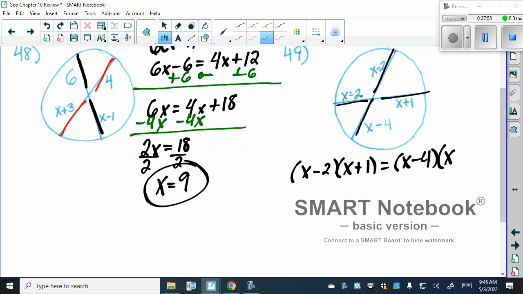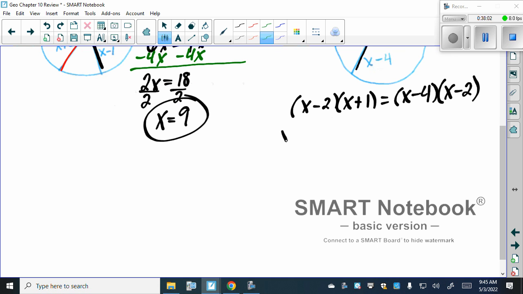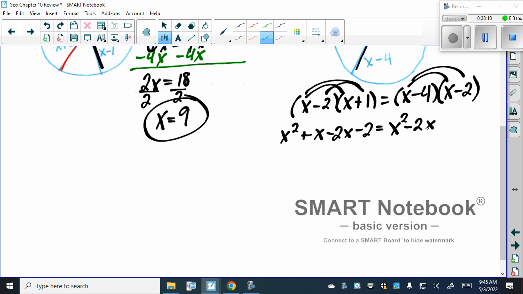If we're just multiplying those two segments together, here x times x would be x squared. X times 1 is going to be plus x. Negative 2 times x is negative 2x. And negative 2 times 1 is negative 2. Here, x times x would give us x squared. X times negative 2 is negative 2x. Negative 4 times x is negative 4x. And negative 4 times negative 2 is plus 8.